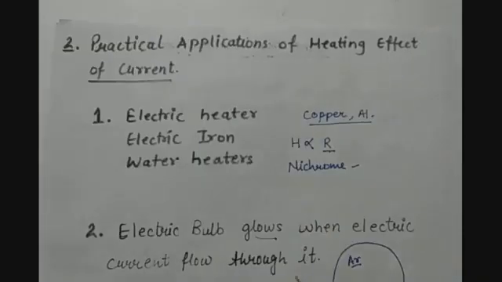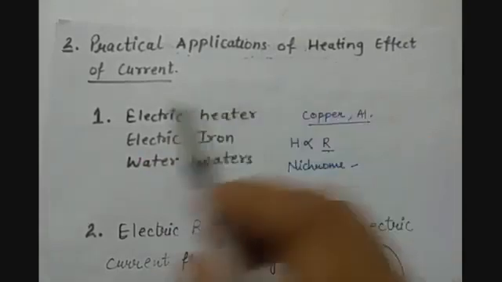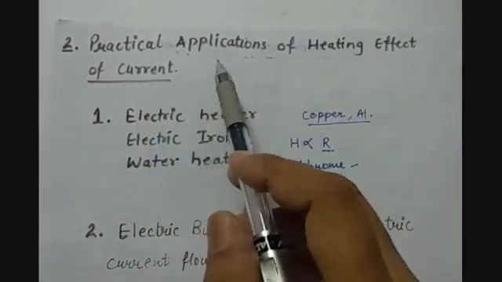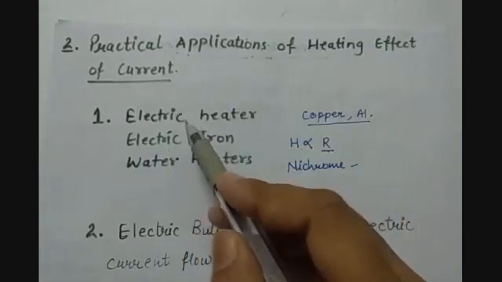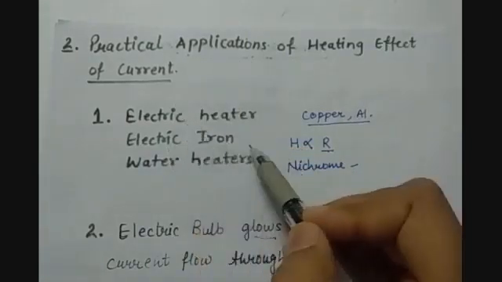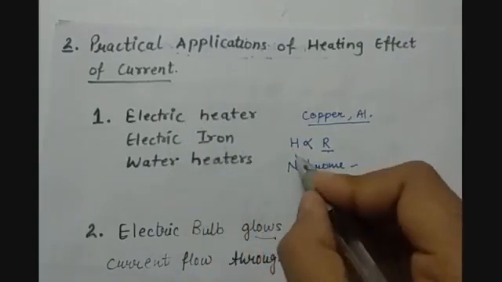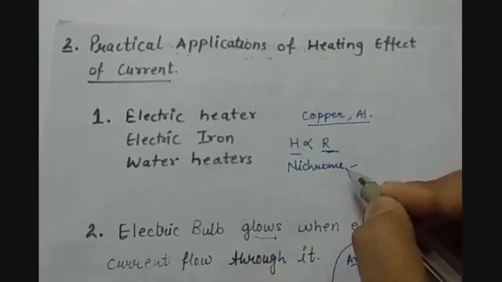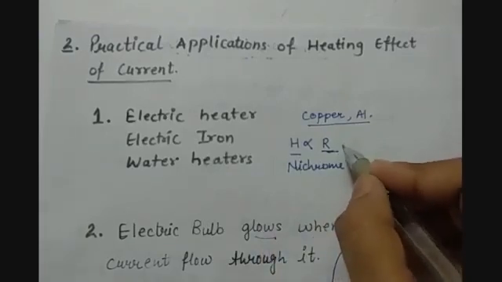Now let's see some practical applications of heating effect of current. So the first practical application is that heating effect of current is used in various electrical appliances like electric heater, electric iron, water heater, because we know that heat is directly proportional to the resistance of the conductor.